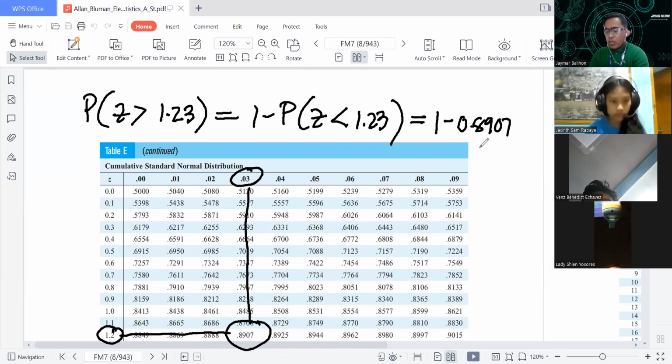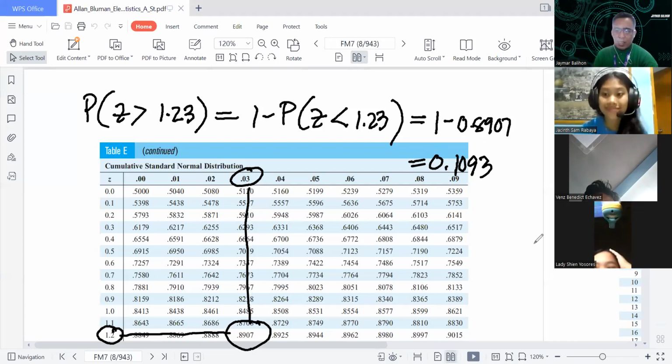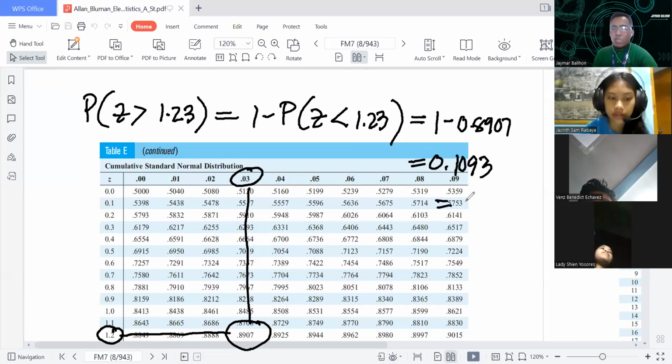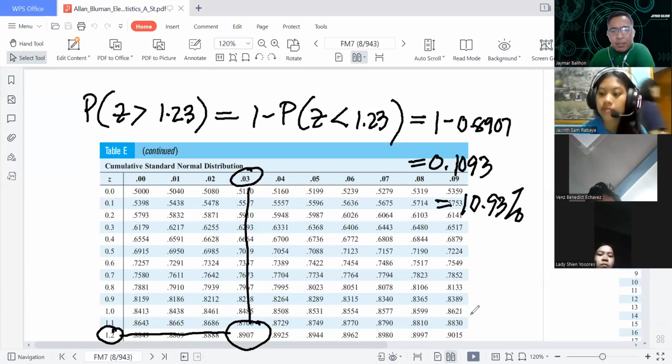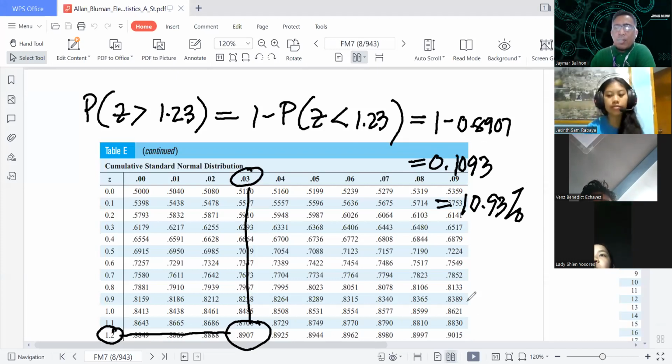1 minus 0.8907. And that will give you 0.1093. Right? Did you get the same answer? Yes, sir. Good. So the answer is somehow like 10.93%. Clear? Is it clear? Any questions for the greater than? Okay, no questions.